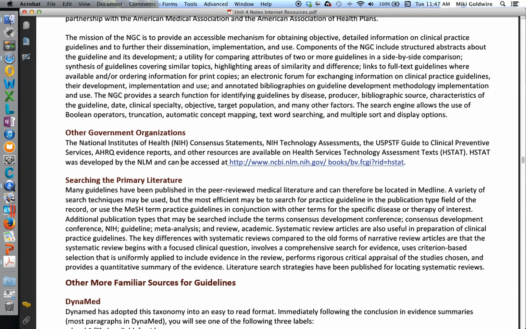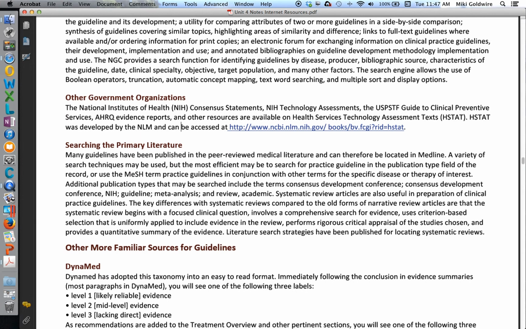So you can also search the primary literature for guidelines. Many guidelines have been published in peer-reviewed medical literature and therefore can be located in Medline. A variety of search techniques may be used, but the most efficient may be to search for the practice guideline in the publication type field of the record, or to use the MeSH term practice guidelines in conjunction with other terms for the specific disease or therapy of interest. Additional publication types that may be searched include the terms Consensus Development Conference, Consensus Development, National Institute of Health, Guideline, Meta-analysis, and Review, Academic.